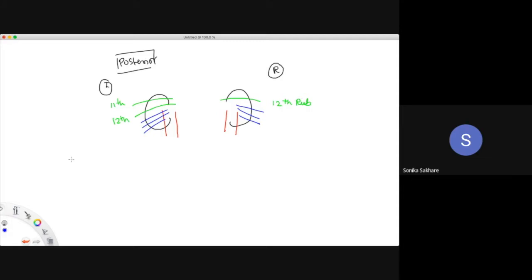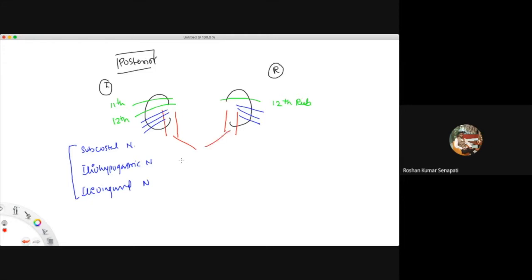So, should I write it down? The first one is the subcostal nerve. Next we have the iliohypogastric nerve. Then we have the ilioinguinal nerve. You must remember this. I'll tell the importance of this when we talk about ureteric stones, ureteric calculi, and the referred pain. Then what is this muscle? Psoas major. Fine. So these form the most important posterior relations.